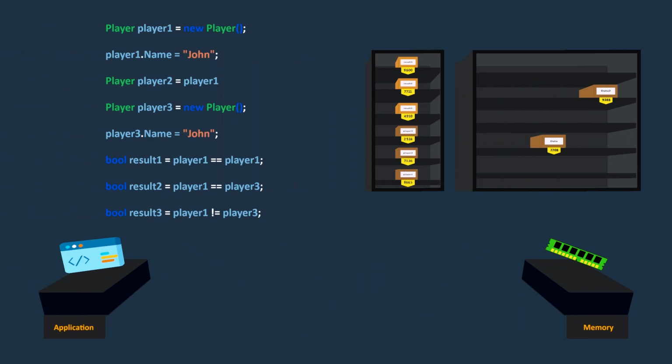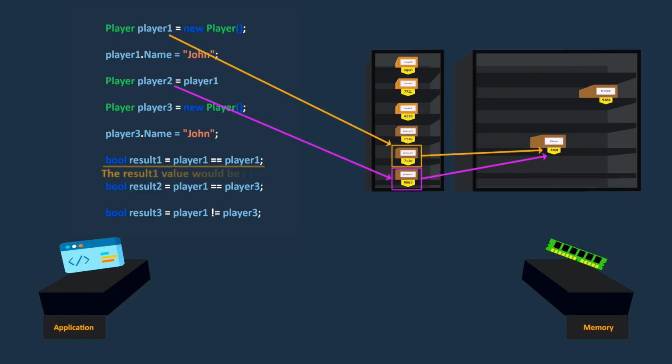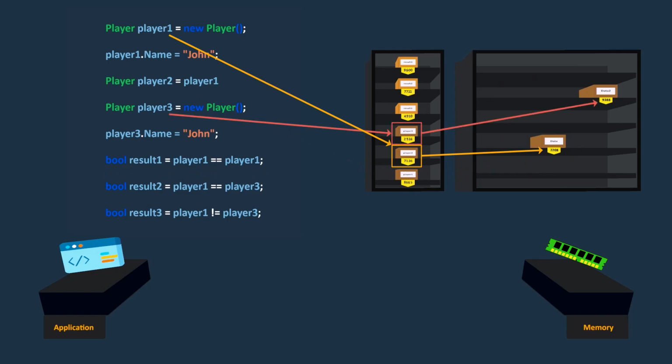Alright, in the reference type variables, equal and not equal operators compare the references to the objects rather than their values. In these examples, since player 1 and player 2 refer to the same memory location, the value of result 1 would be true. But since player 1 and player 3 do not refer to the same memory location, the value of result 2 would be false. And obviously, player 1 is not equal to player 3 because they do not refer to the same memory location, so the value of result 3 would be true.